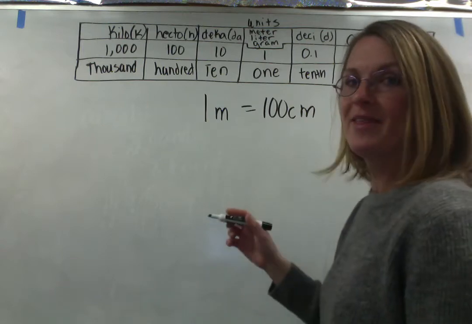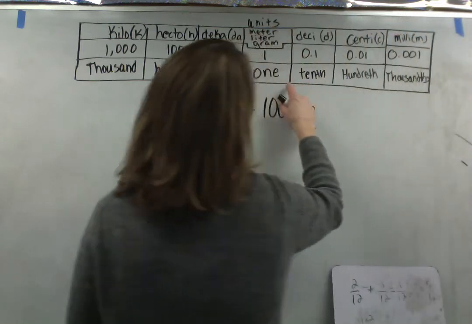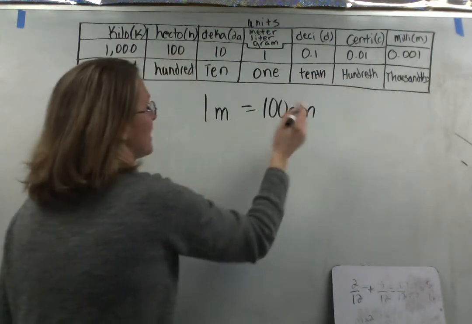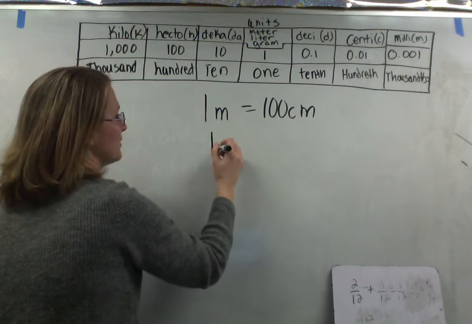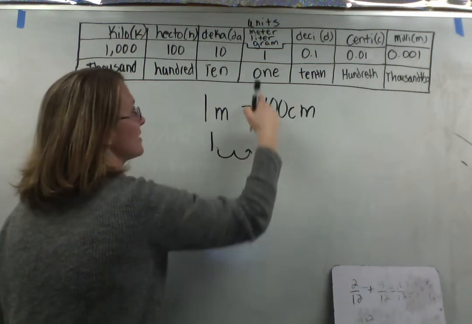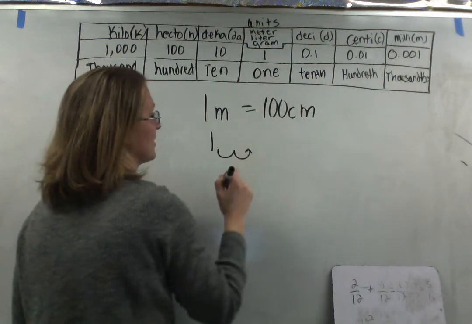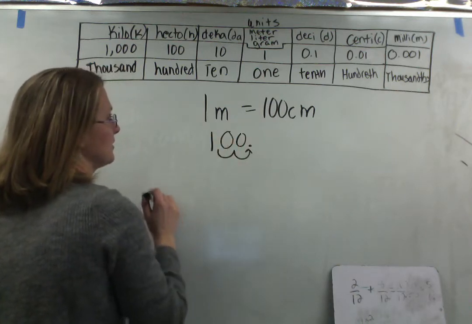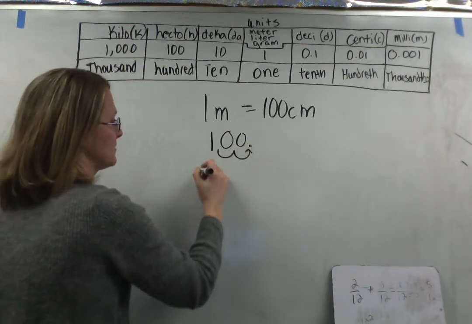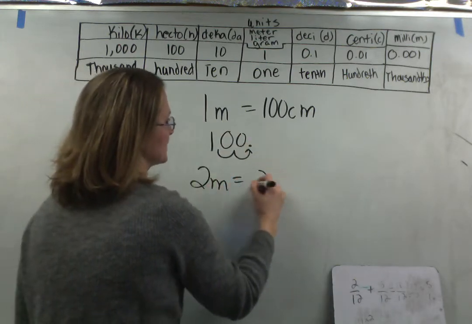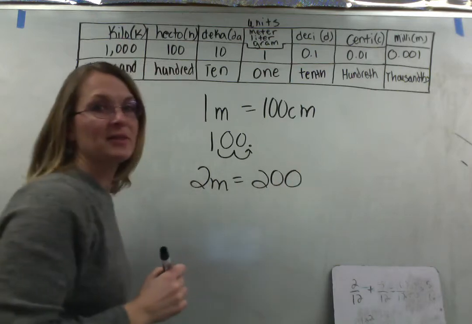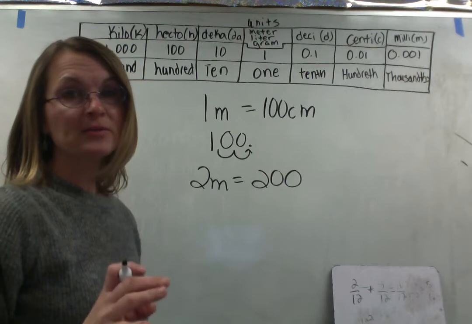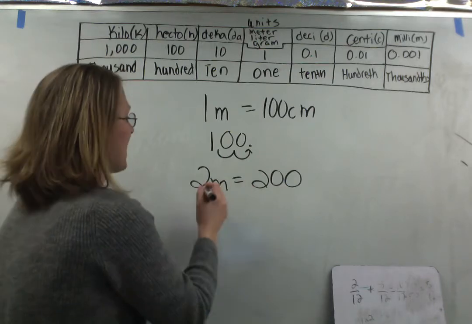And the cool thing about this is that you're moving 2 places this way, and when you multiply, you move the decimal 2 places that way. 1, 2. Isn't that cool? So your decimal goes here and you get 100. So 1 meter has 100 centimeters in it, so 2 meters is going to have 200. We talked about this on Friday, actually. And the cool thing is it's easy to work with numbers that aren't even.